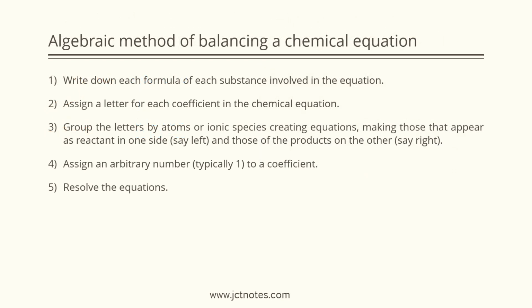The algebraic method consists in creating a set of simple equations. The steps are, first, write down the formula of each substance involved in the equation, as we did in the traditional method. Second, assign a letter for each coefficient in the chemical equation. Third, group the letters by atoms creating equations, making those that appear as reactants on one side and those of the products on the other. Fourth, assign to a coefficient letter an arbitrary number, typically 1. Fifth, resolve the equations.